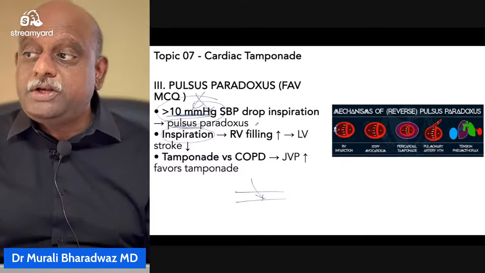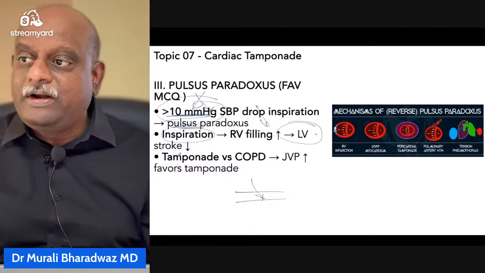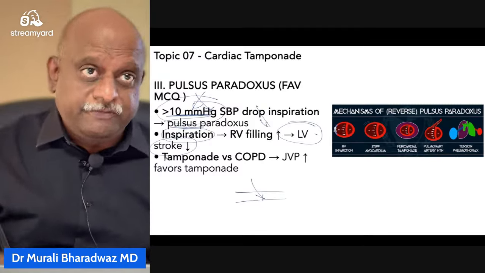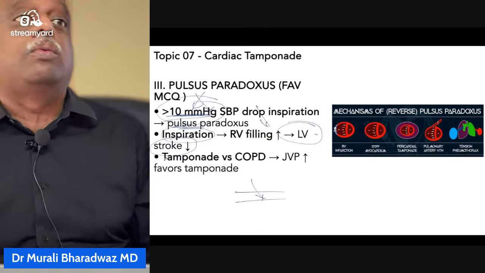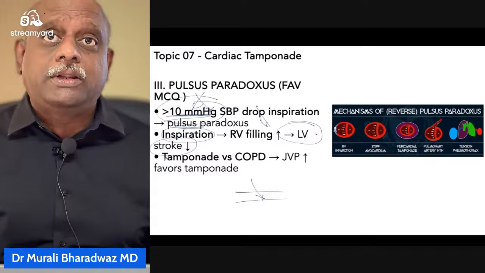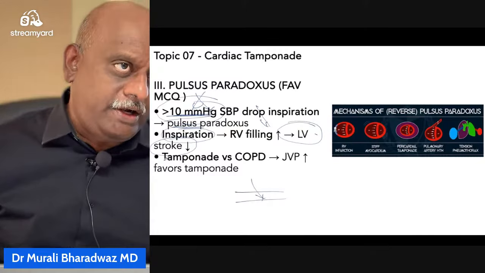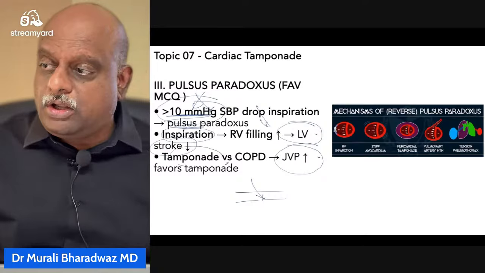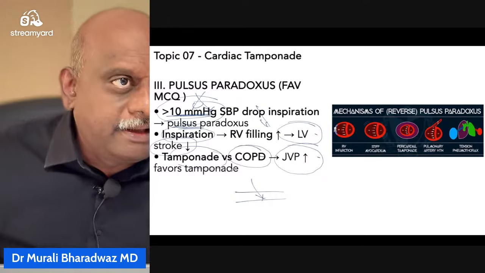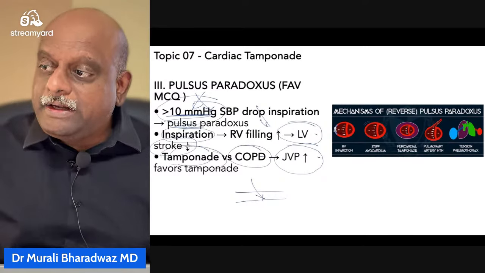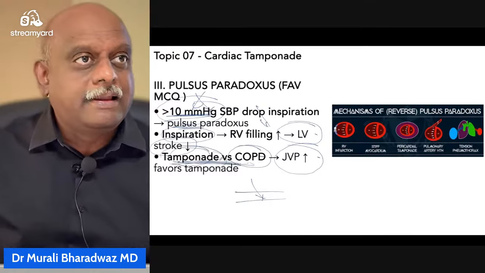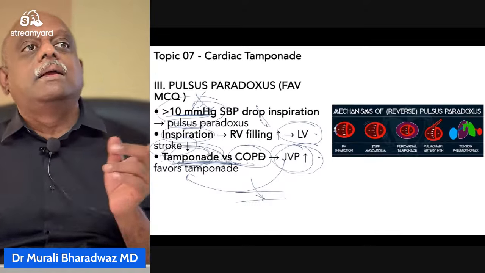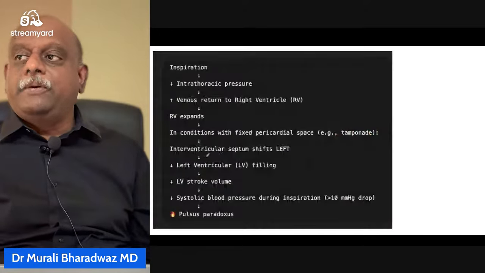Whenever you do inspiration, there is an increased filling of the RV, which will decrease the LV volume due to the interventricular septal shift, leading to the development of decreased stroke volume output and cardiac output. That decreases the pulse, is what you need to remember. There is also COPD and tamponade. What is the differentiator? JVP is elevated, means it favors tamponade.